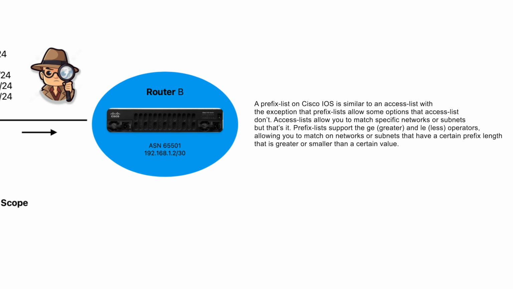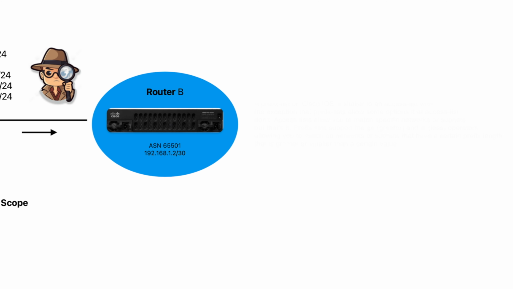So a prefix list on Cisco IOS is similar to an access list with the exception that prefix lists allow some options that access lists don't. Access lists allow you to match specific networks or subnets, but that's it. Prefix lists, on the other hand, support the GE (greater) and the LE (less) operators, allowing you to match on networks or subnets that have a certain prefix length that is greater or smaller than a certain value.